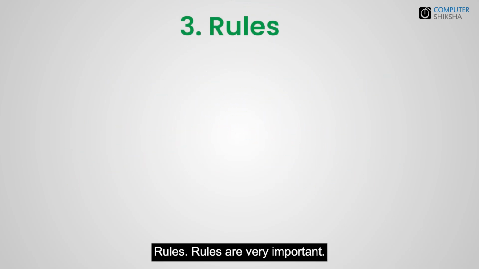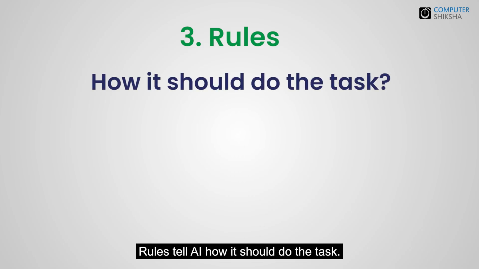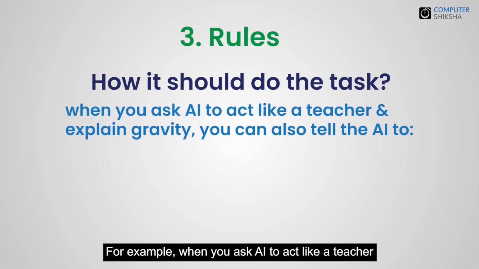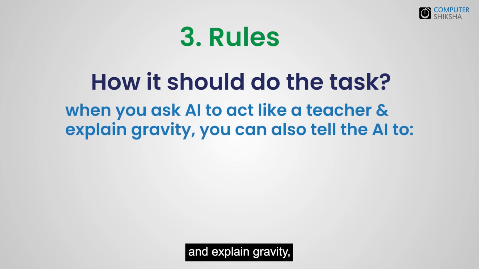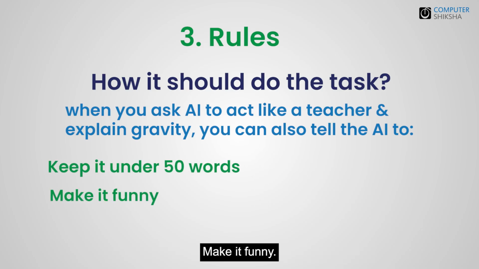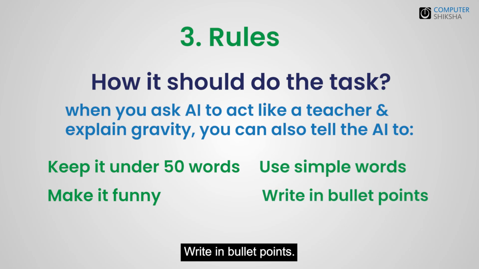Now comes the third and final part, rules. Rules are very important. Rules tell AI how it should do the task. For example, when you ask AI to act like a teacher and explain gravity, you can also tell the AI to keep it under 50 words. Make it funny. Use simple words. Write in bullet points.